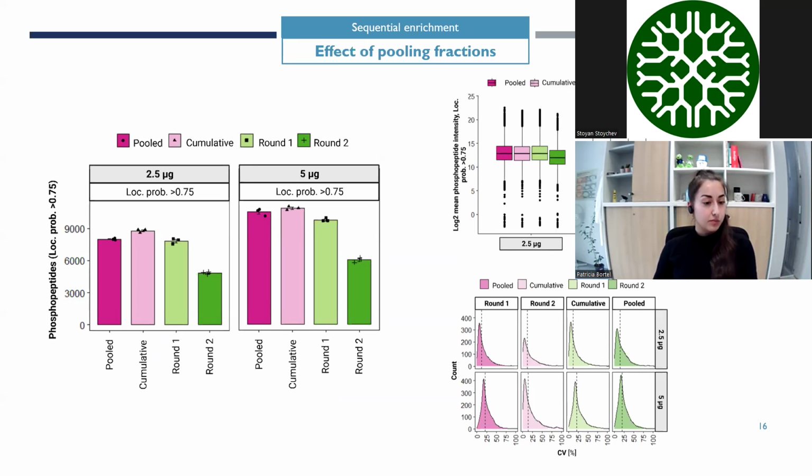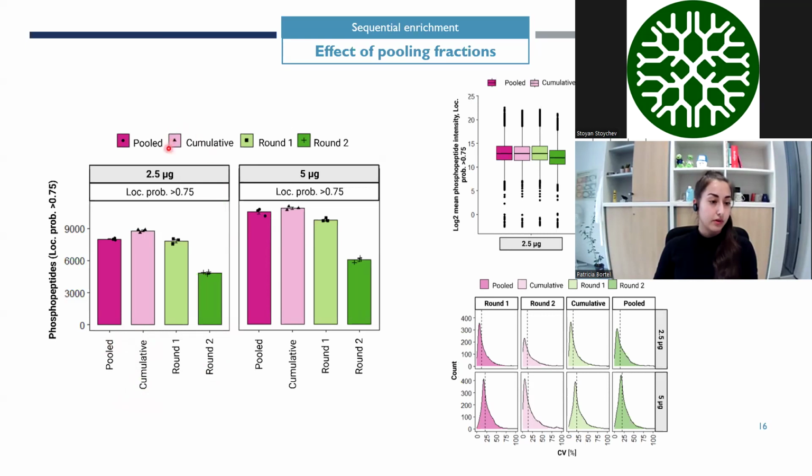So here in this experiment, we tested the so-called pooled approach, where we reused the same elution buffer for all sequential enrichments, and the so-called cumulative approach. So in the cumulative approach, as I told you before, we collected each eluate from each round as a separate fraction and measured it, and then cumulated the total phosphopeptides afterwards. Whereas for the pooled, we only had one fraction to measure.